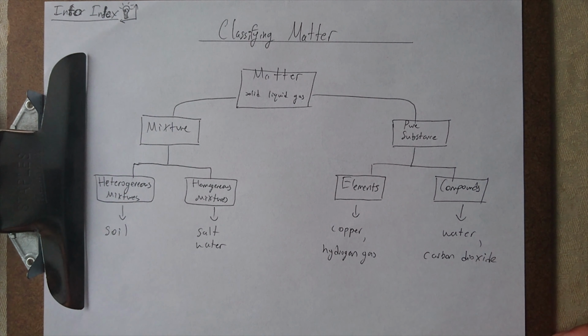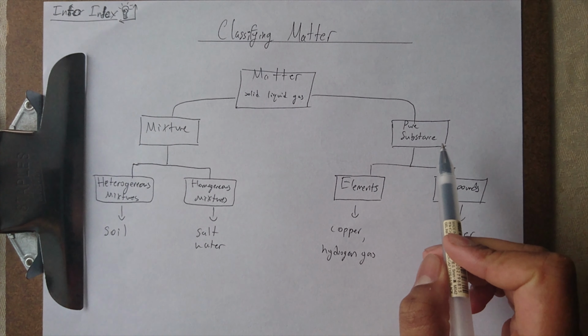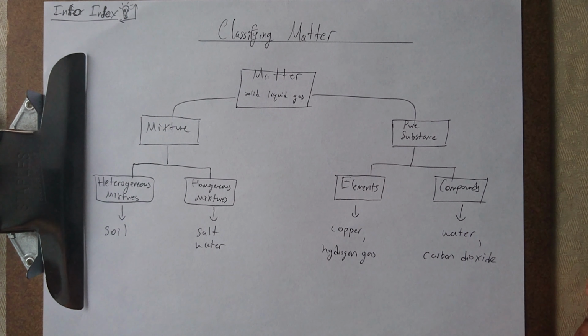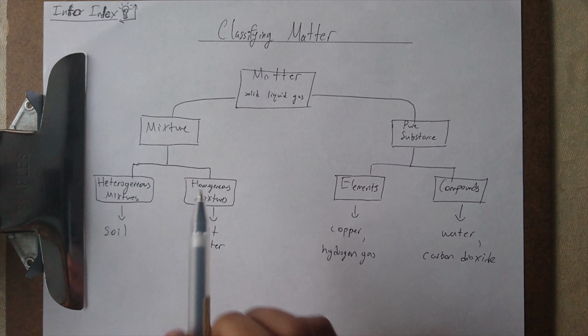Finally, let's move on to classifying matter. As seen in this diagram, matter is classified into two groups, mixtures and pure substances. A mixture is a physical combination of two or more kinds of matter. Mixtures can be heterogeneous or homogeneous.